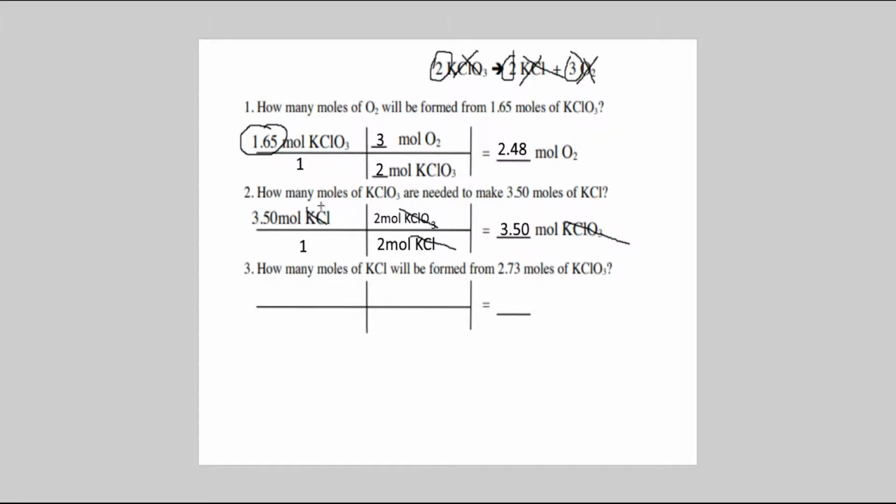So you have 3 moles times 2 moles divided by 2 moles. Now in theory you could just erase these two and just put them as 1 since it's a whole number. So it would be 3.5 times 1 divided by 1. And you will get the final answer, 3.50 moles of KClO3 are needed to make 3.5 moles of KCl.